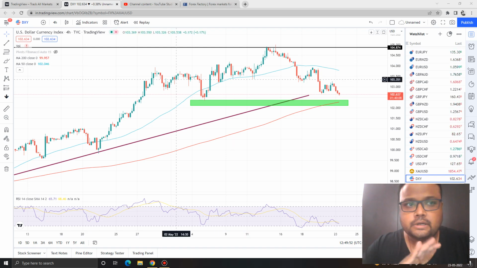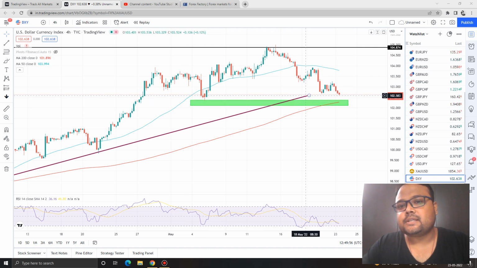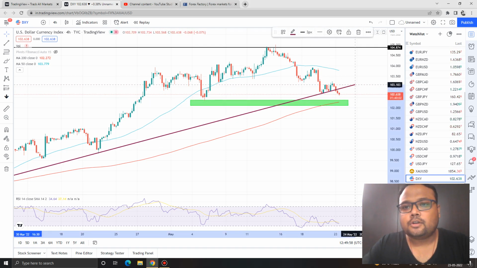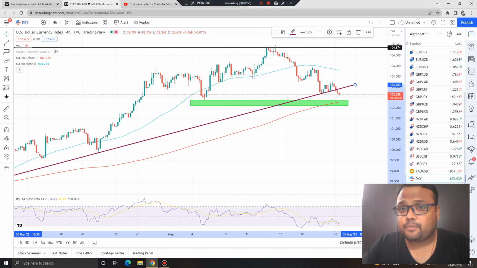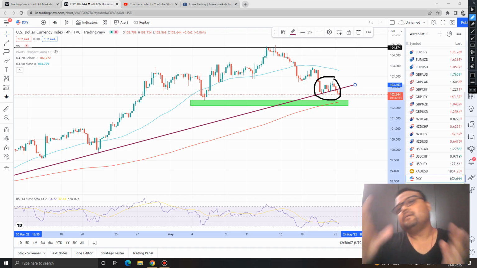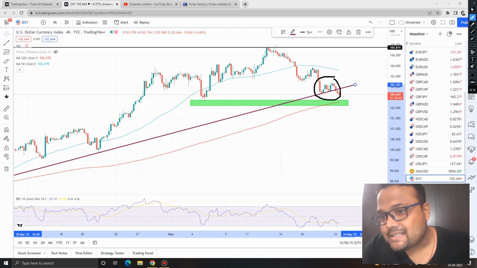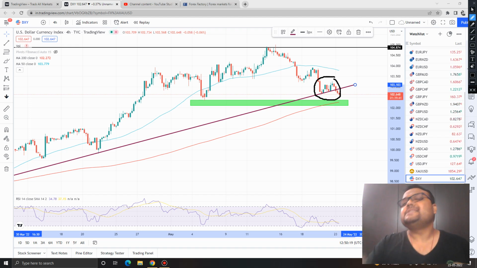DXY is right now trading at 102.63. DXY was almost standing at the support when we made the video on Saturday, and remember I told you that though DXY is standing at the support, buyers do not have the power, buyers do not have the strength to take the market up. As a result, the market broke the support, and we can see right now DXY trading at 102.64. This is how you need to understand the body language of the market.